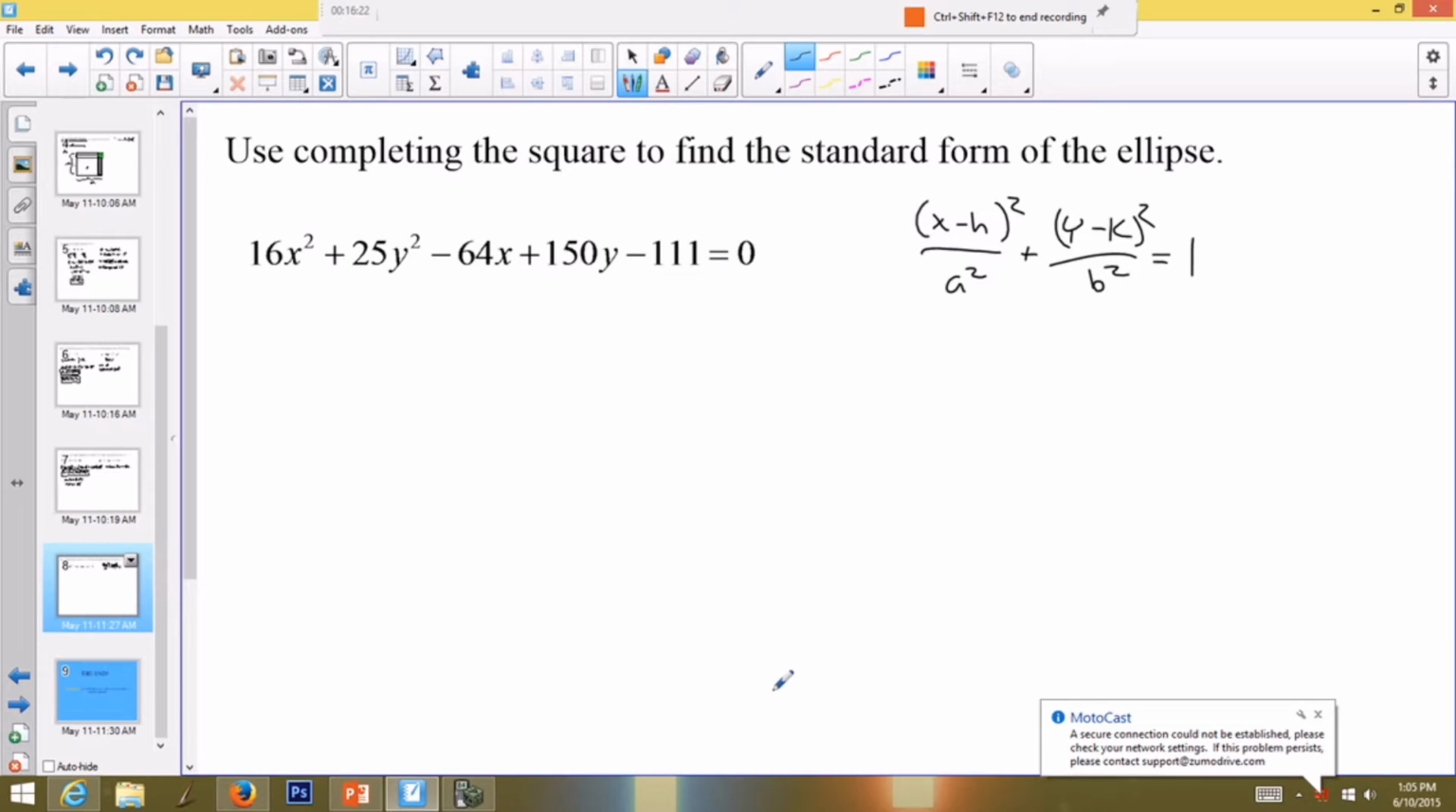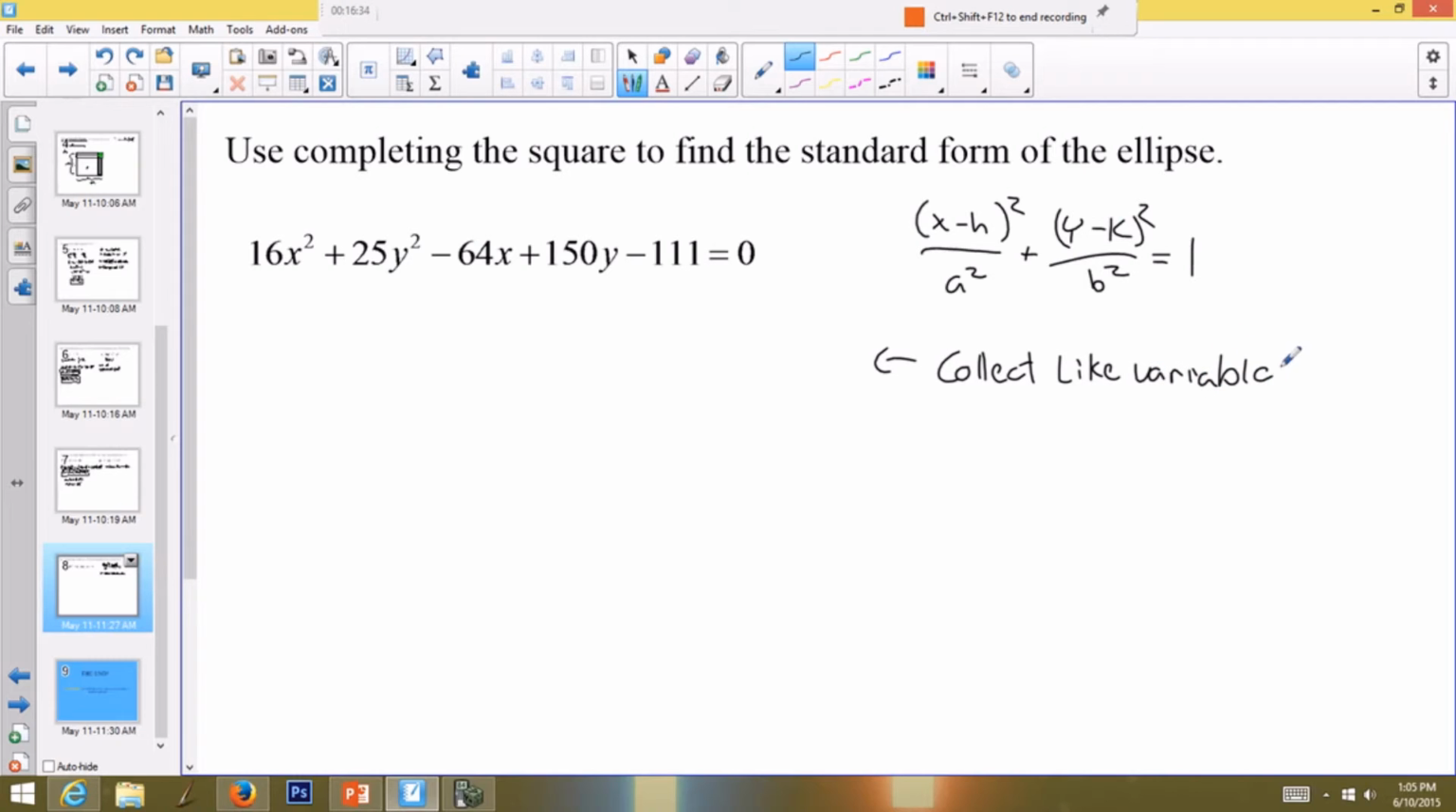All right, so we're going to do something similar to what we did the last time. So I'm going to collect my like variables. And let's see what we have here. I'm going to have my 16x squared minus 64x. And I've got to leave a little space to complete the square. And so I've got 25y squared plus 150y. And then I'm going to have some space. I'm going to move my constant over, and that'll be positive 111.